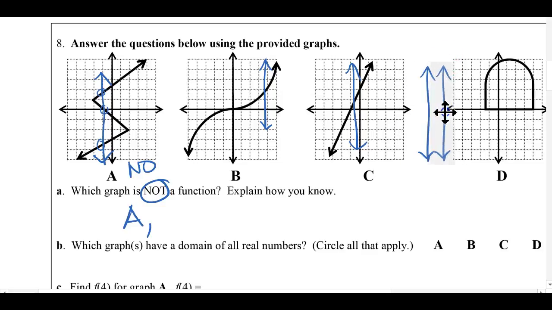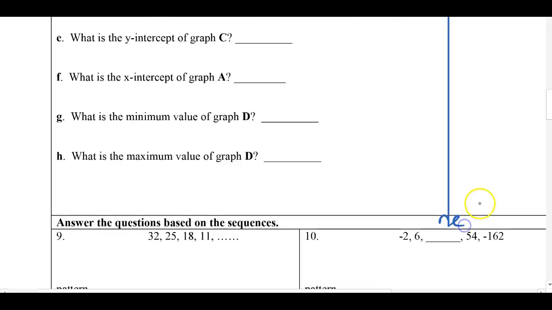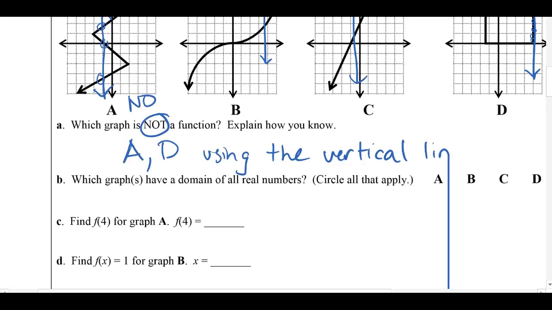And then the last one, D. As I go across D, right there, you've got this part of the graph where it goes straight up and down. It's like I'm touching a ton of different parts on this line. As I go across the middle part of this graph, I'm okay. But then on the outsides, there's these two parts that go straight up and down. So because I'm hitting this graph here and here and here and here and here and here and here, it's not a function. So D. I'll say A, D using the vertical line test.